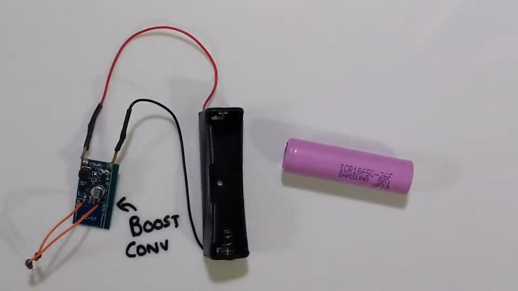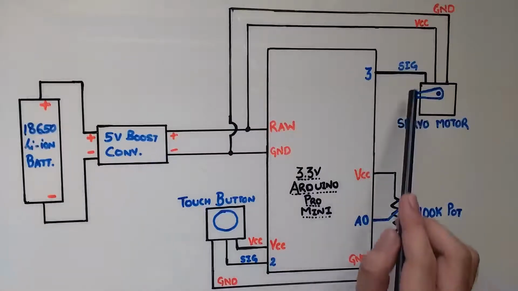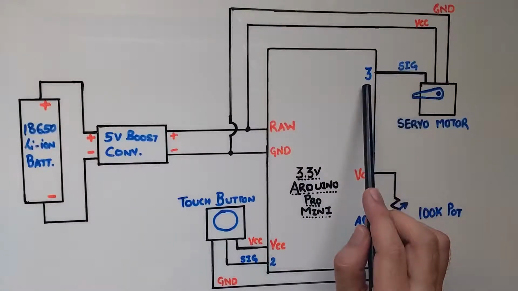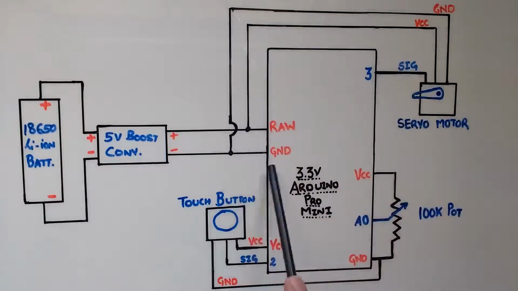Now that we have gone through the main components of this mini project, let's take a look at the schematic. On the left, we have the 18650 lithium-ion battery along with the 5-volt boost converter. The servo motor signal wire connects to pin 3 of Arduino. VCC connects to RAW and ground to the ground terminal of Arduino Pro Mini. The touch sensor is powered through VCC and ground pin with the signal pin connected to pin number 2 of Arduino Pro Mini. Finally, the potentiometer connects to VCC and ground with the variable resistance terminal connecting to the A0 pin of Arduino Pro Mini.